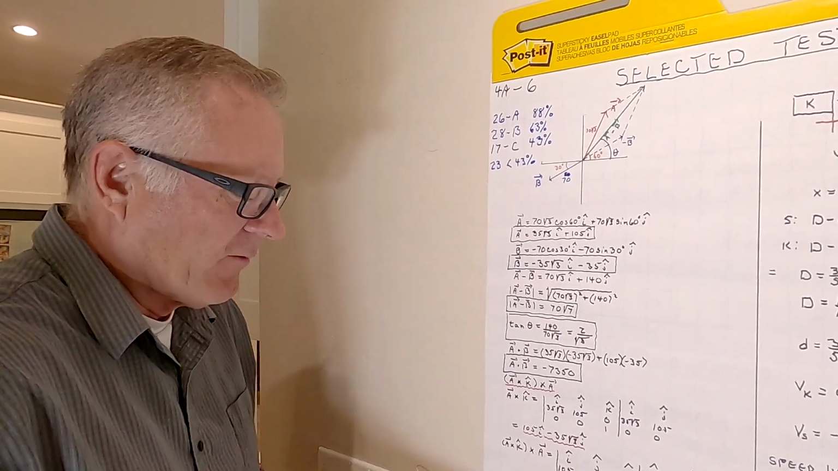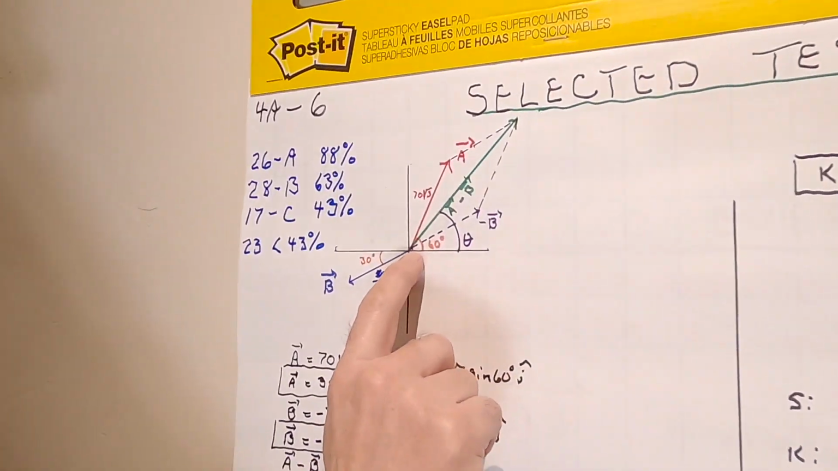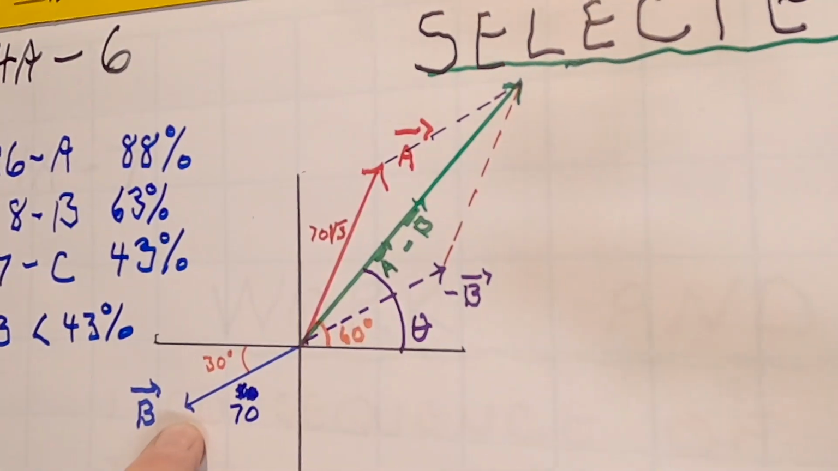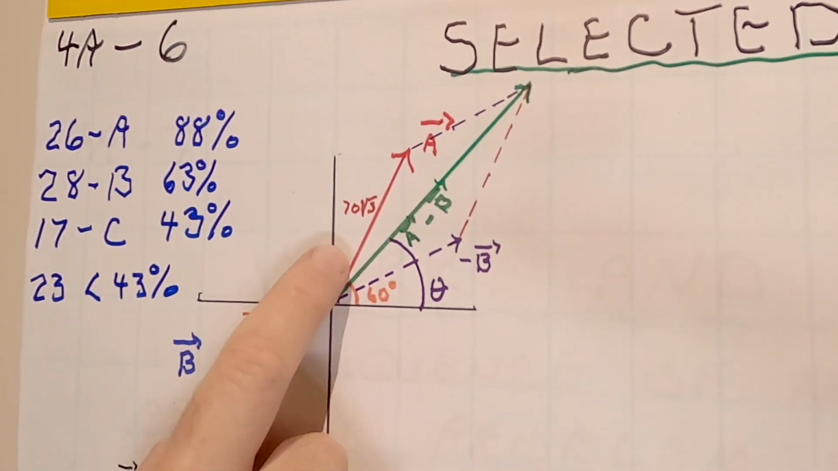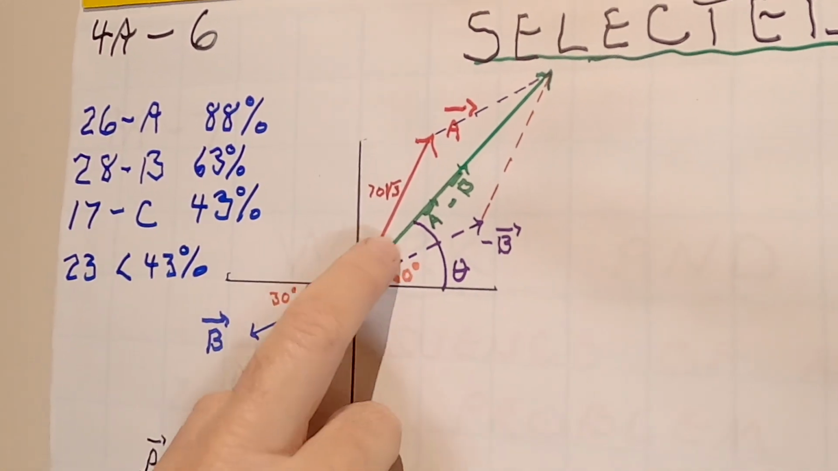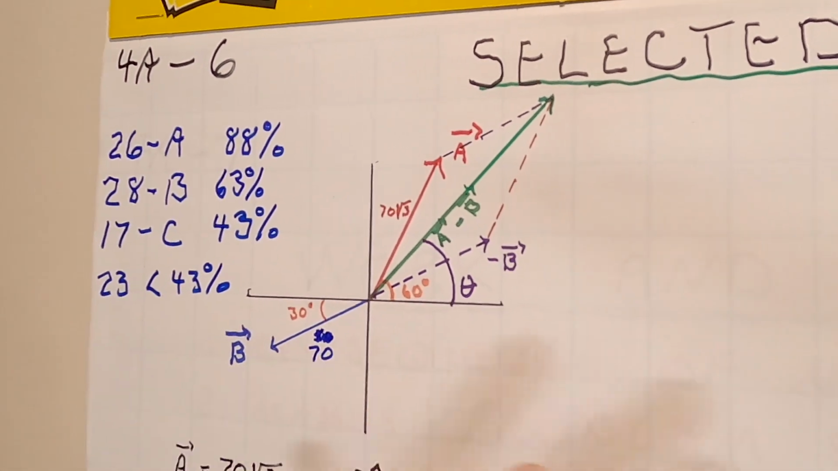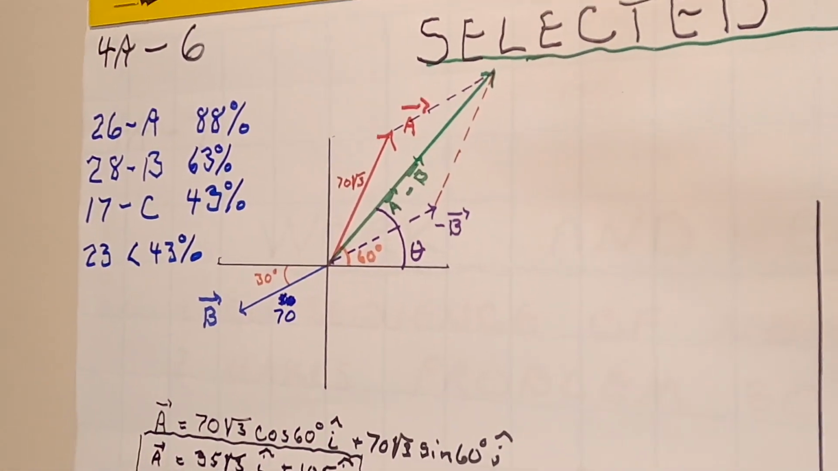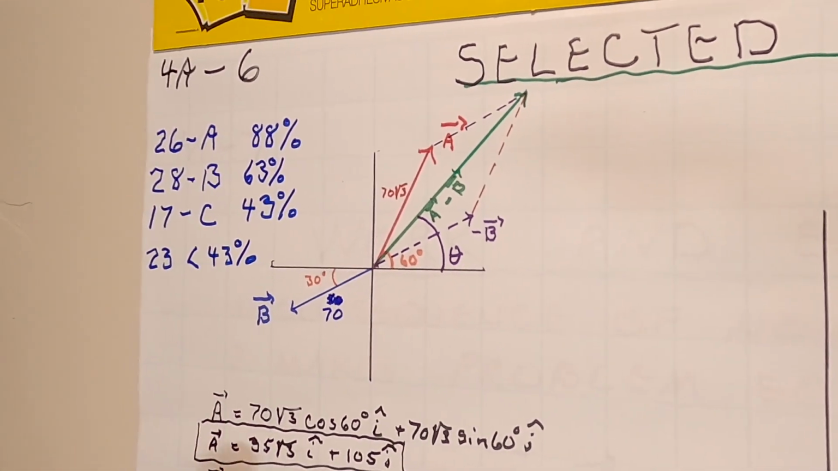So this first one, we had just 2 vectors. One of magnitude 70, which was our B, at 30 degrees, and we had another one that had a magnitude of 70 square root of 3 at 60 degrees. Yours might have been slightly different, but the way you work it out would be exactly the same. So I said, first of all, write A in terms of i and j.